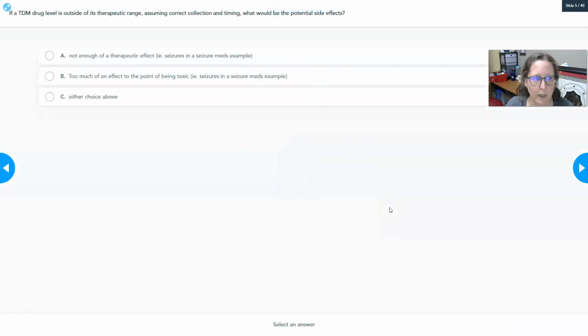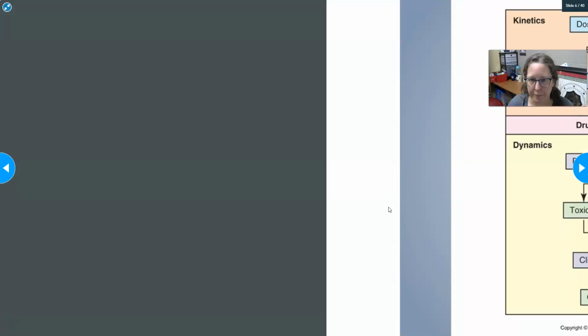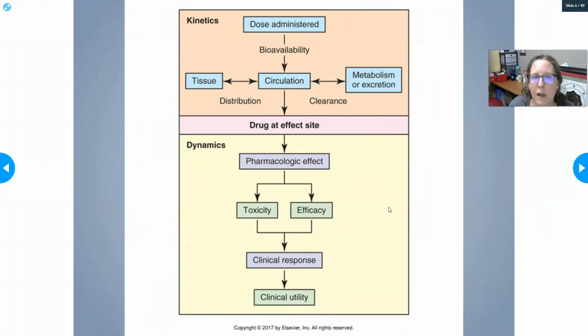Okay, so if a TDM drug level is outside of its therapeutic range, assuming the correct collection and timing, what would the potential side effects be? So either not enough of a therapeutic effect or too much of an effect to the point of being toxic. That's, of course, going to be either one, because if you're outside of range, you're either too low or too high.